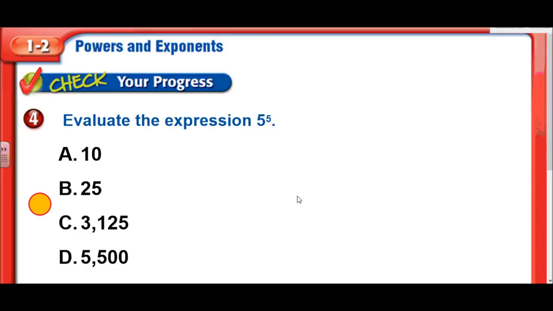All right, we're going to solve this one. Evaluate the expression 5 to the 5th power. Now, of course, that means there are 5 5s being multiplied. 5 is used as a factor 5 times. Here we go. 5 times 5 is 25. Times another 5 is 125. Times a fourth 5 is 625. Times one more 5 for our 5th 5 is 3,125.